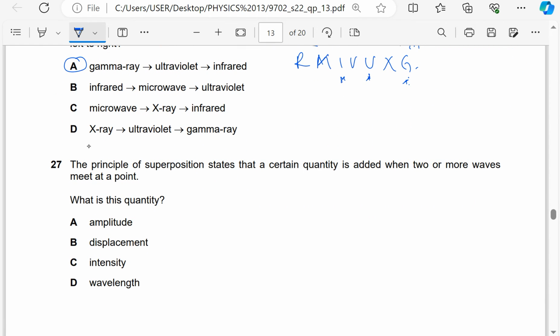The principle of superposition states that a certain quantity is added when two or more waves meet at a point. Of course, that quantity is displacement, so that the resultant displacement is the algebraic sum of the individual displacements. So the answer is B.